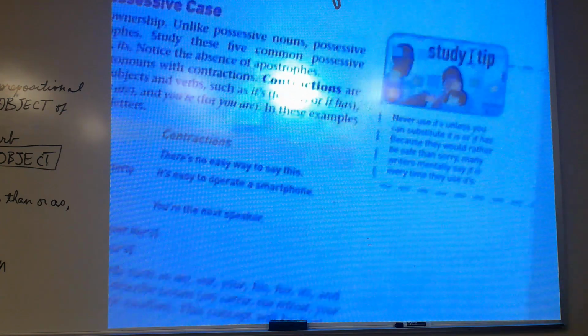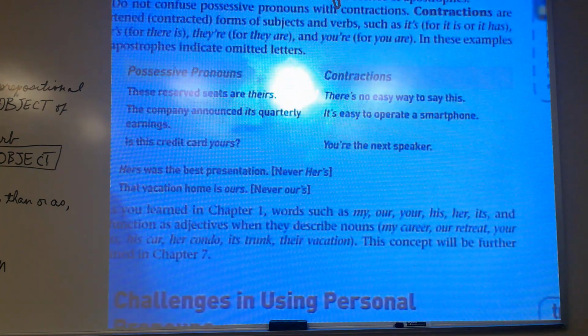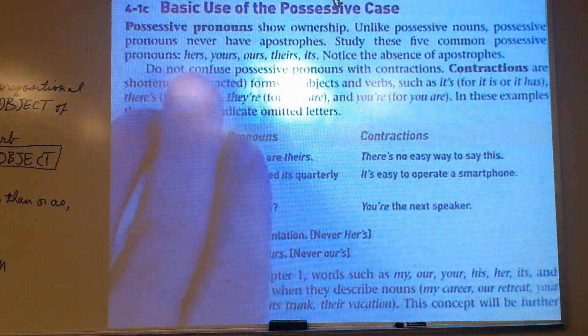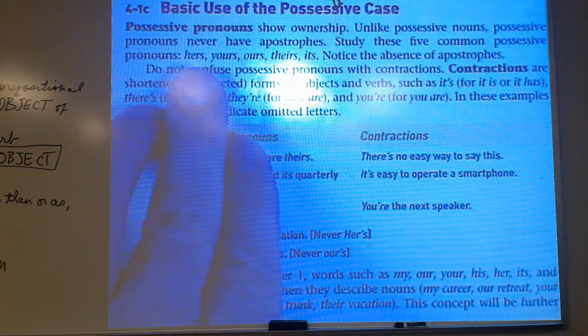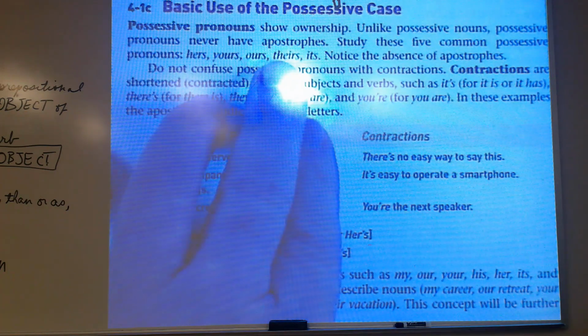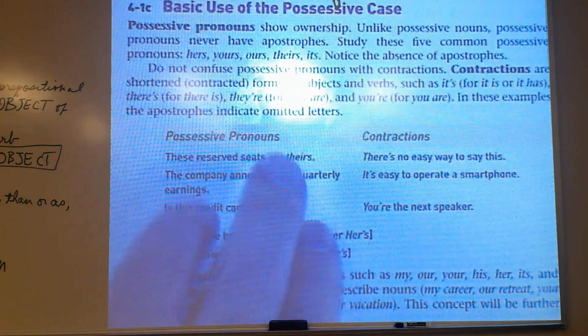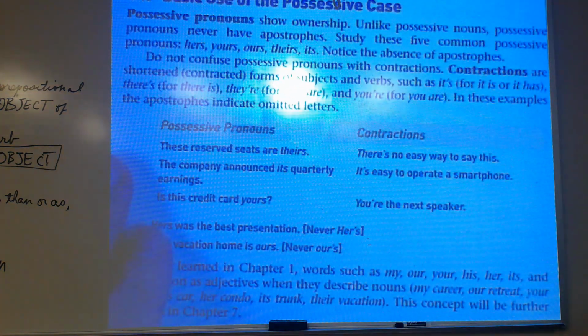Possessive case pronouns never have apostrophes, ever. But they can act as contractions. So our possessive case pronouns are hers, as in the purse, this document is hers. It's possessive. Yours, ours, theirs, and its. They never have apostrophes. But we do have contractions sometimes.